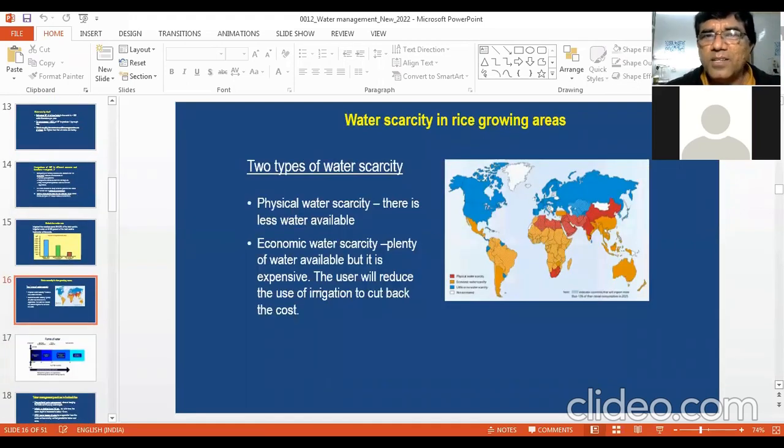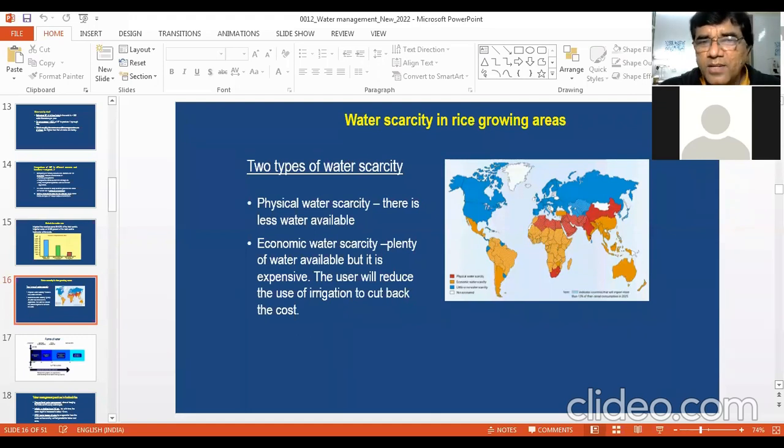Now you see water scarcity in rice growing areas or environments. So two types of water scarcity can be there. One is physical water scarcity. You might be knowing what is physical water scarcity. It means water is not available. There is no presence of water. So you can see certain areas, red areas, which have physical water scarcity, areas in red in the world.